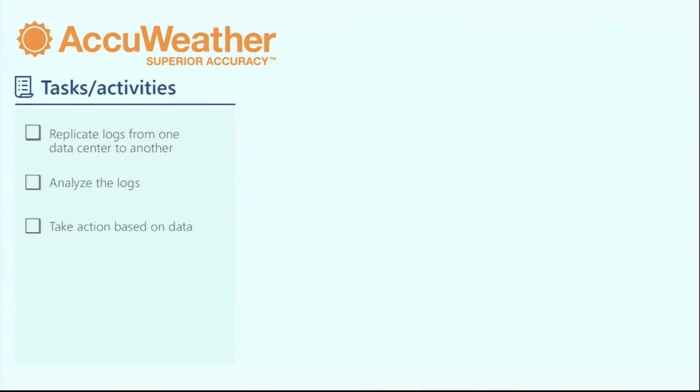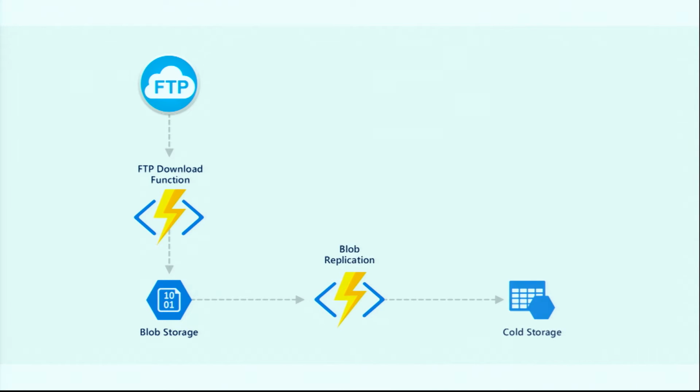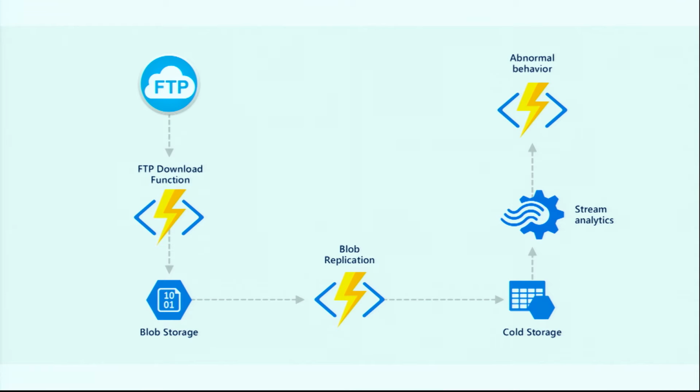In our example, we have a company called AccuWeather. AccuWeather provides weather forecasting very accurately, I guess, or with superior accuracy. They wanted to replicate logs from one data center to another. And if they're already doing a replication, they want to analyze the log and take action on any abnormality that happened in the log. Doesn't matter what form the logs are. So what they do: they have FTP, and a function that downloads those FTP files and puts them into blob. A second function is triggered from items on the blob when they appear. It takes those log files, parses them, and puts them into cold storage, which is basically a table store. So you take a blob and put it into tables, something more structured. And on that, you can run stream analytics, and for any abnormal behavior that's detected, you can take action.